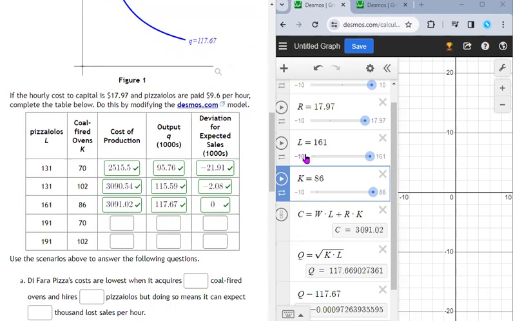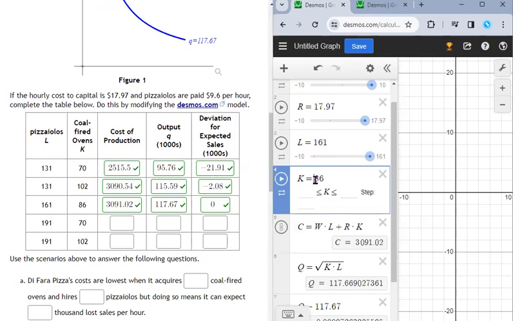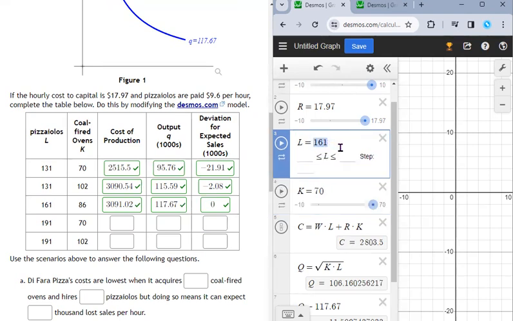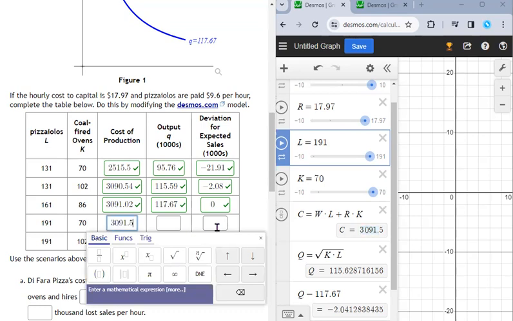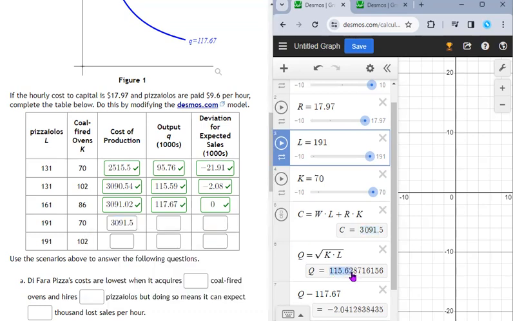Now we got a situation where we have 70 units of capital and 191 laborers, right? And this will cost us $3,091.05 or 50 cents, right? Our output is 115.63 because that's an 8.